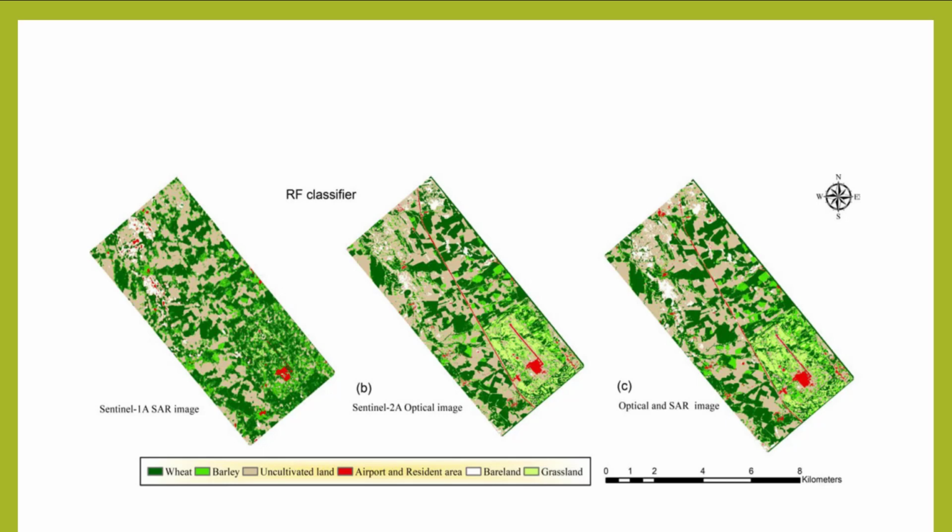Output maps. Next, we will showcase some output maps generated from our analysis. These maps provide valuable insights into the classification results and highlight the distribution of barley and wheat crops in our study area. On the left side, we have the classifier from SAR, then the classifier from the optical image, and the C is the combination of optical and SAR image with the high accuracy.